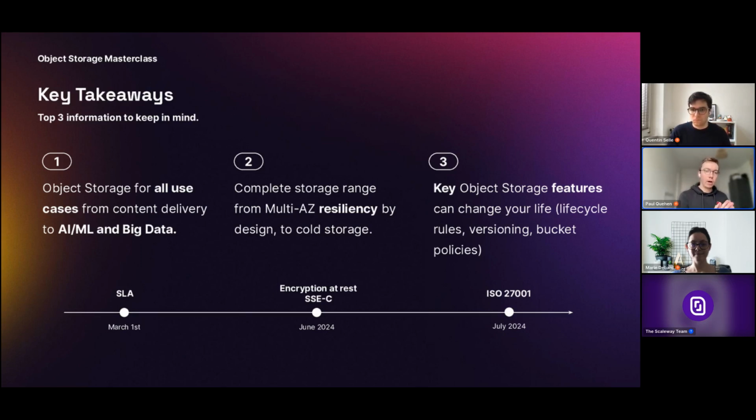And at the bottom of the slide, you can see a small preview of what's coming next. It's our roadmap until July. So as Marie said, we will have the service level agreement that will be live today or tomorrow, but applicable from March 1st. And then in June, we will have the encryption at rest with the SSE-C method. And in July, we will be ISO 27001 certified for object storage.